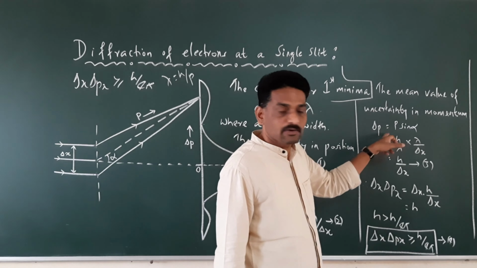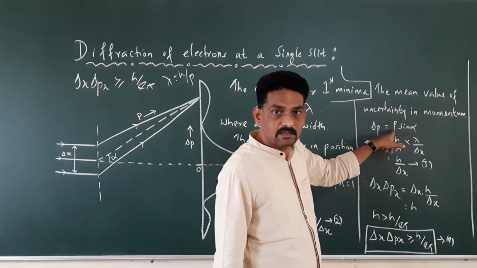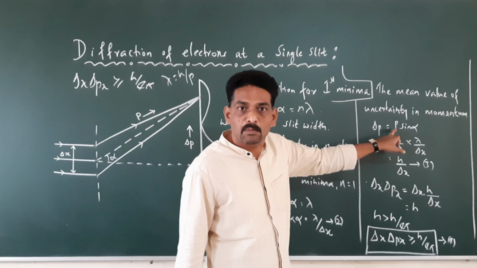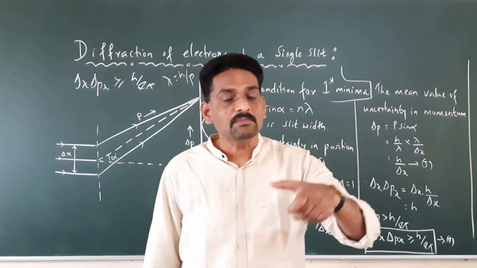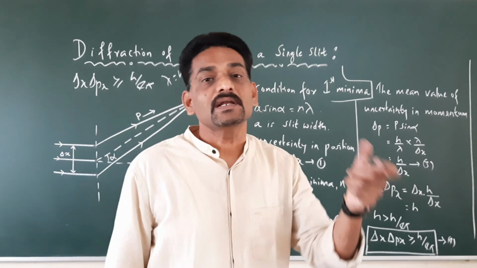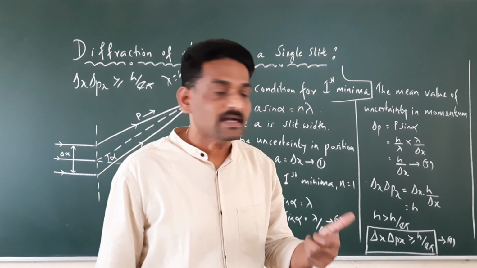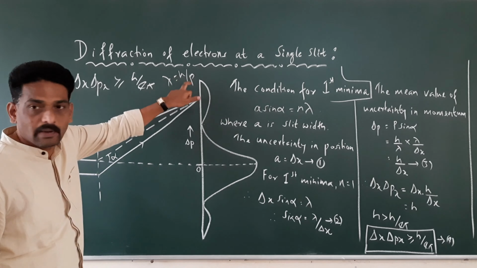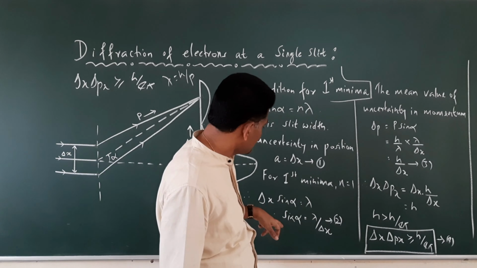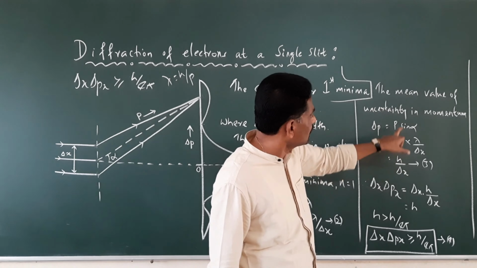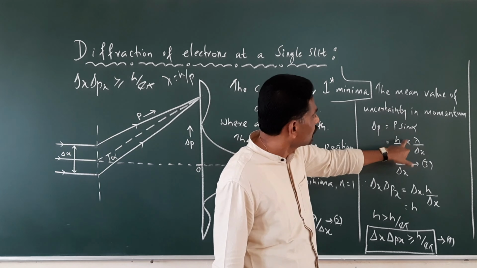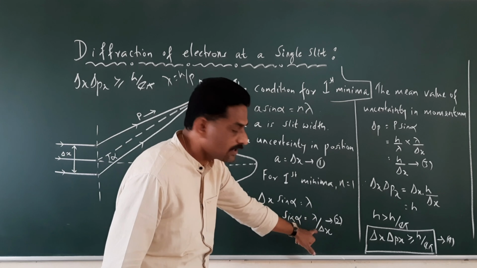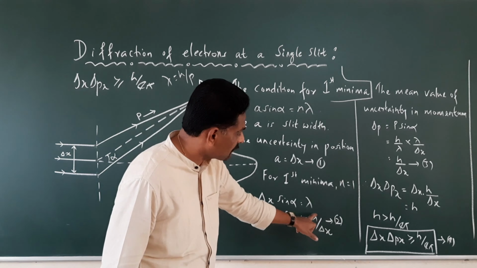Now, if we say delta p equals p sin alpha, what is p? It is replaced by h by lambda. How did we get this h by lambda? What is p here? Basically, momentum. What momentum? The momentum associated with the electrons, the de Broglie wave, right? As per de Broglie, lambda equals h by p, therefore p equals h divided by lambda. So we have h by lambda into sin alpha. What is sin alpha? Sin alpha equals lambda divided by delta x.